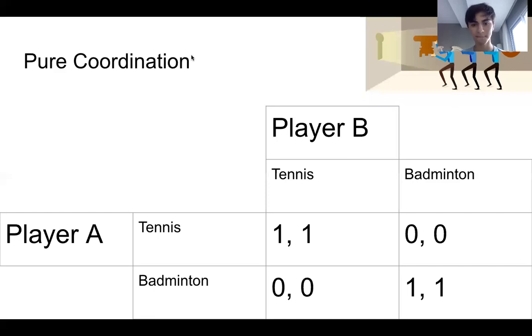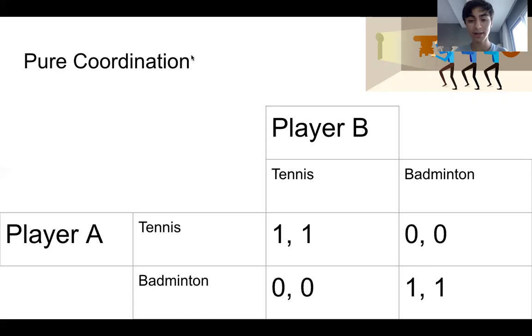Okay, pure coordination. So this is basically saying that as long as player A and player B make the same choice, then they will get a point each. So suppose they're choosing between tennis and badminton, and they have to show up to the respective court, but they don't know what the other player is going to do. So long as they either both choose tennis or both choose badminton, then they'll have fun and they'll play the game. But if they don't do that, then they're going to be at some random courts with no one to play with.